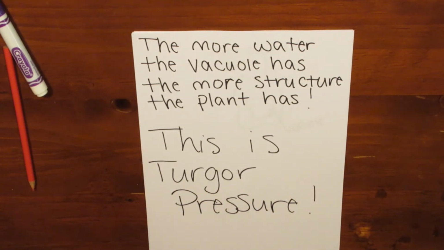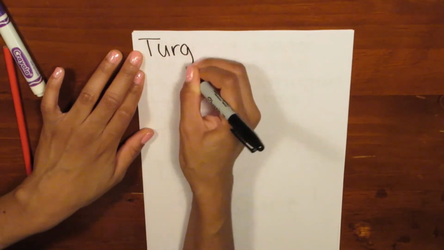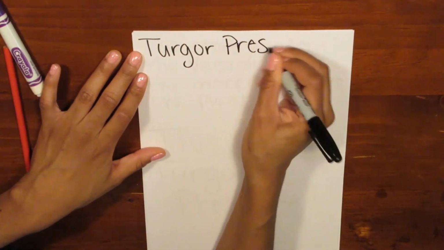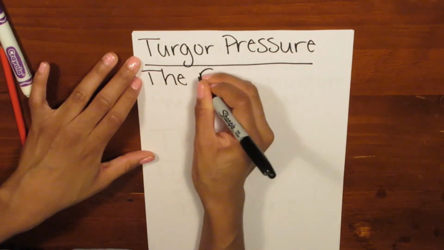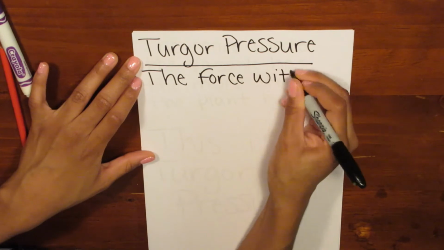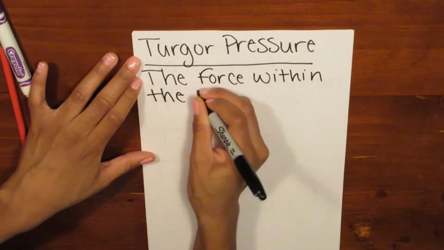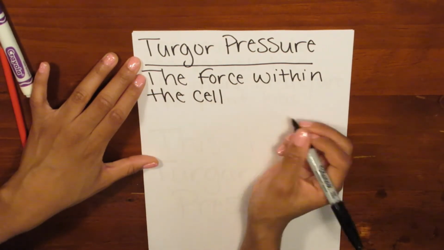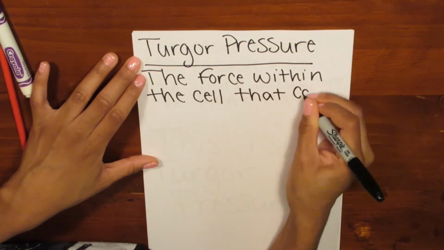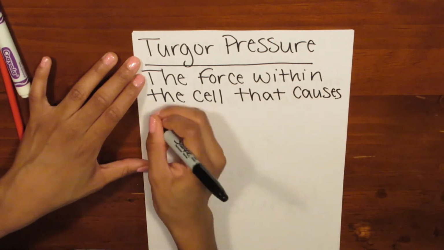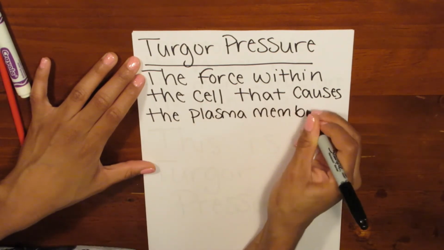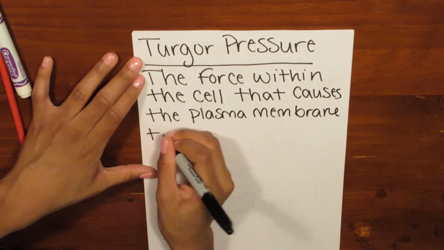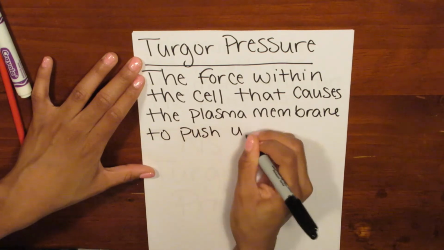So we're going to go ahead and move on to looking at the formal definition of Turgor pressure. You guys have already seen the visual. You know that it's looking at how the vacuole is filled with water and how it's able to press out to make the cell wall move outward. So the Turgor pressure is the force within the cell that causes the plasma membrane to push up against the cell wall. So Turgor pressure is what's giving the cell its structured shape.